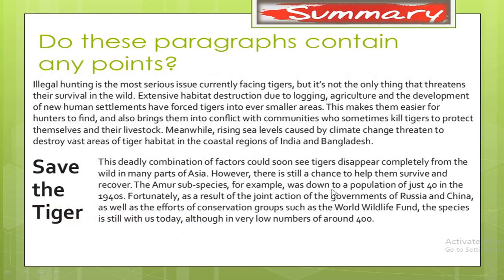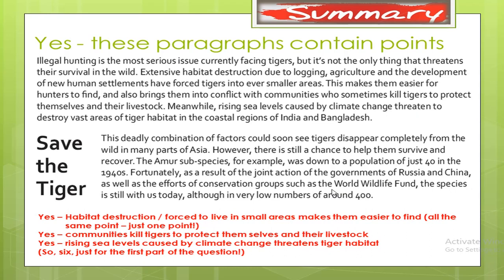Next, read this part. Does this contain any relevant points? Surely there are. One is habitat destruction is mentioned here. Then forced to live in small areas, in small areas make them easier to find. All the same point, just one point. So here we can see two alternative points that look different, but it is the same. Communities kill tigers to protect themselves and their livestock, and rising sea levels caused by climate change threaten tiger habitat.